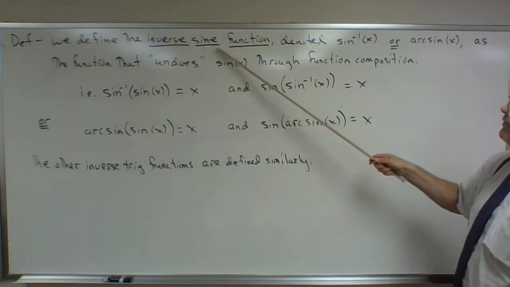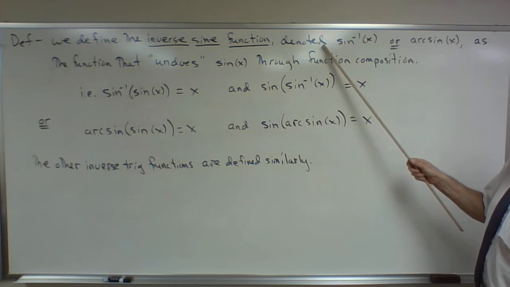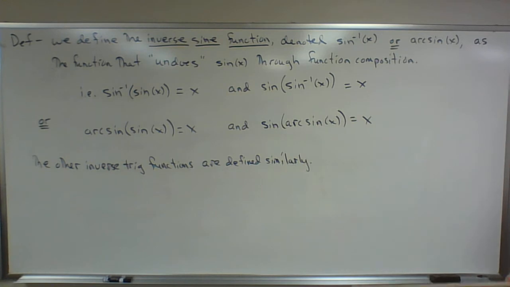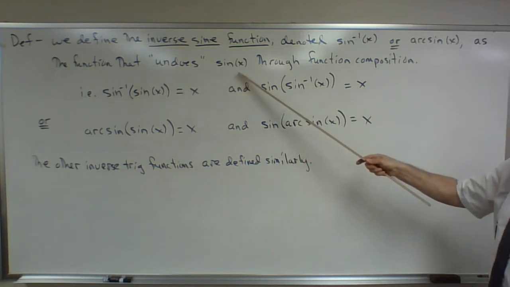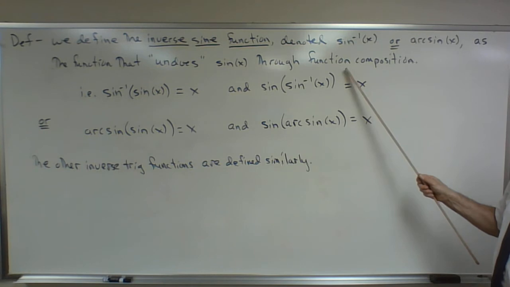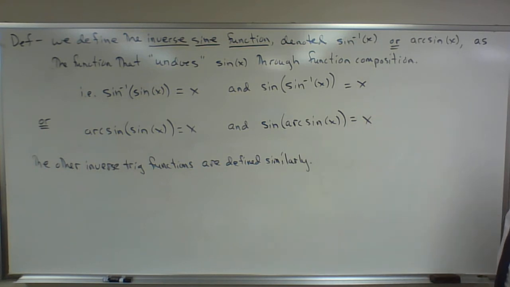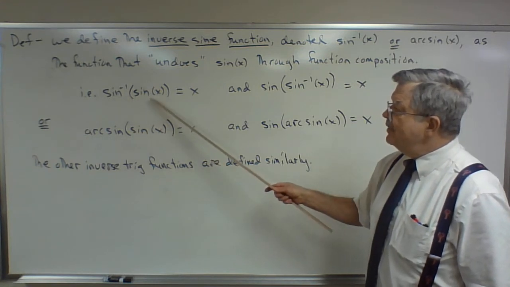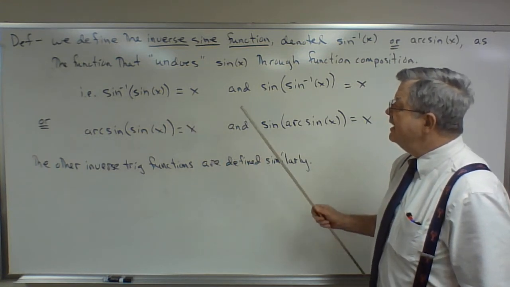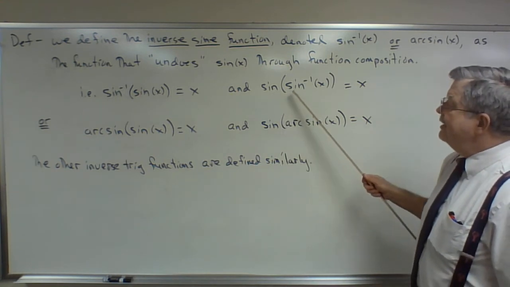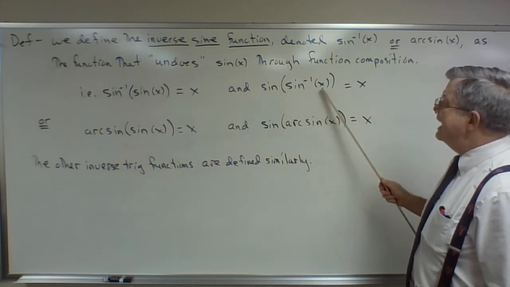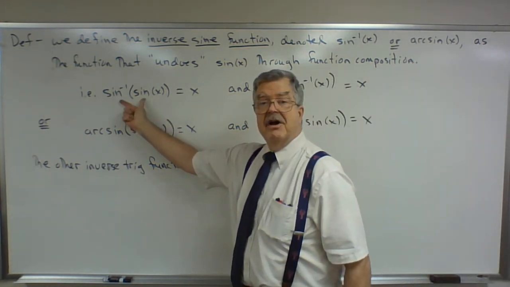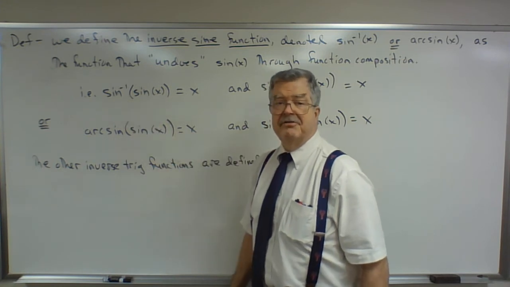We define the inverse sine function, denoted sine inverse of x, or arcsine of x, as the function that undoes sine of x through function composition. So in other words, we'll have sine inverse evaluated at sine x equals x, and similarly sine evaluated at sine inverse of x equals x. In each case, sine and sine inverse undo each other through function composition.